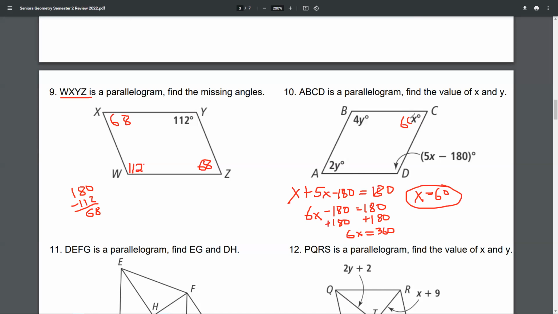If I plug that back in, I get 60 here. 5 times 60 is 300, and 300 minus 180 is 120. Then the other one we can do is the y's. Those are also consecutive angles, so 2y plus 4y equals 180 as well. So 6y equals 180, and dividing both sides by 6, y equals 30. To check it, 2 times 30 is 60, which matches, and 4 times 30 is 120, which again matches the opposite angle.